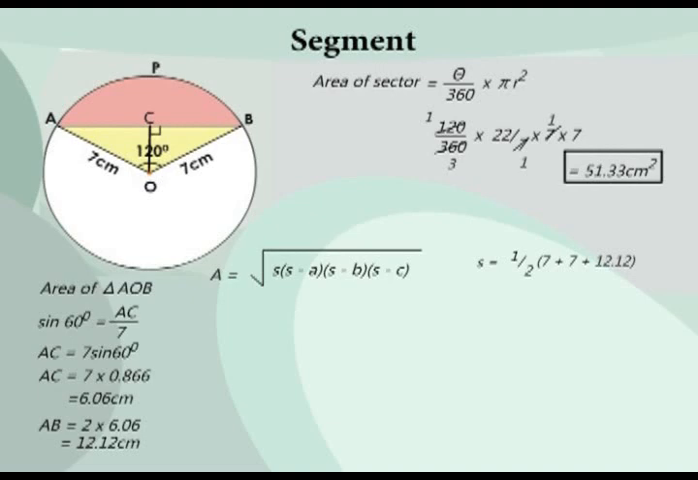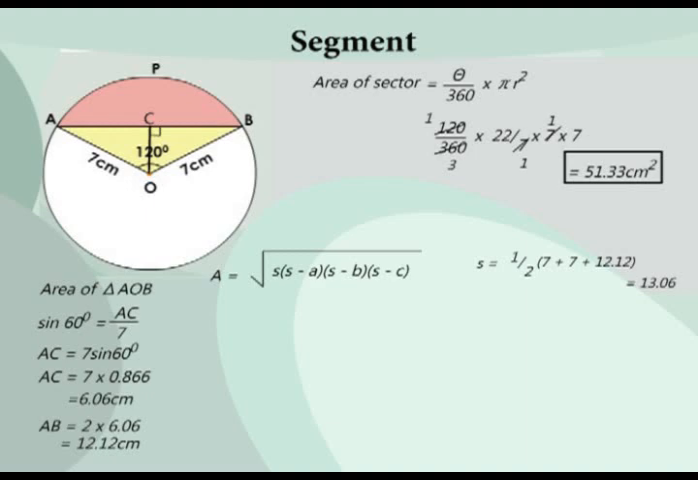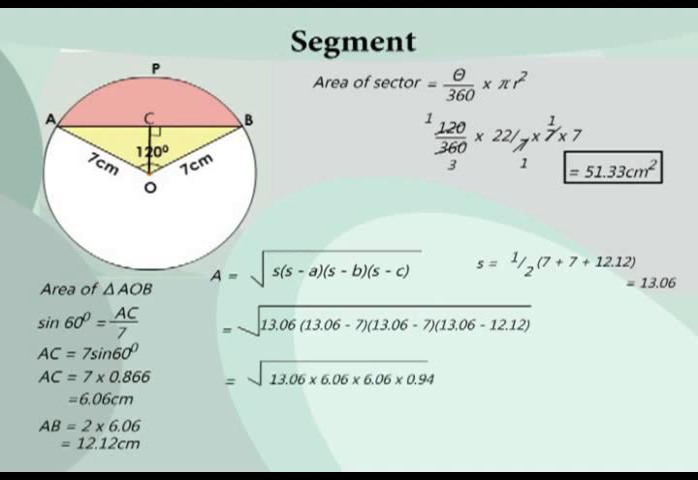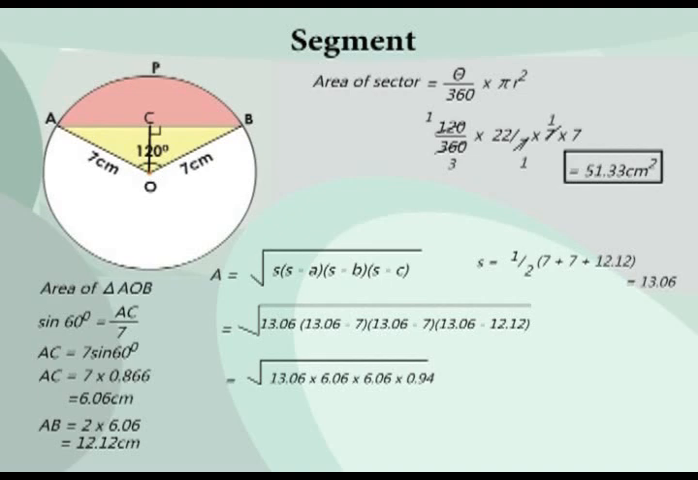That gives us 13.06. Area will be equal to the square root of 13.06 times (13.06 minus 7) times (13.06 minus 7) times (13.06 minus 12.12). That is equal to 13.06 times 6.06 times 6.06 times 0.94, everything square root.